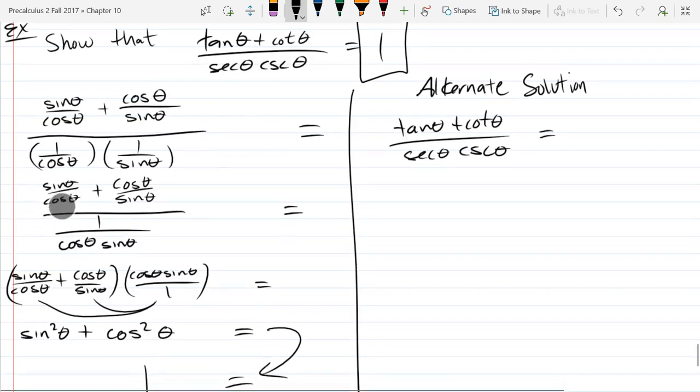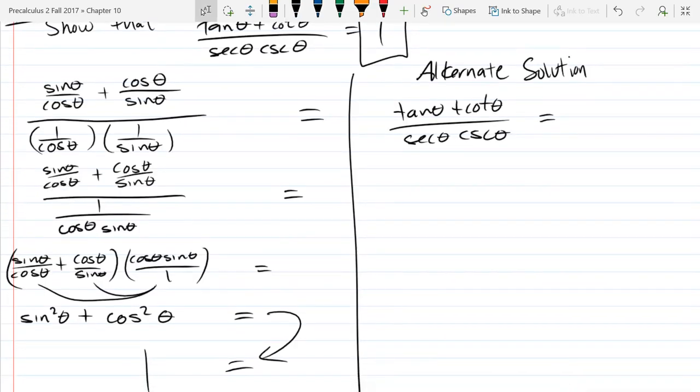So what are some other strategies I could use aside from writing in sines and cosines? So I could add fractions. This fraction's already added together, so that one's out. I could multiply by conjugate over conjugate. There is one conjugate here. What conjugate could I multiply by?